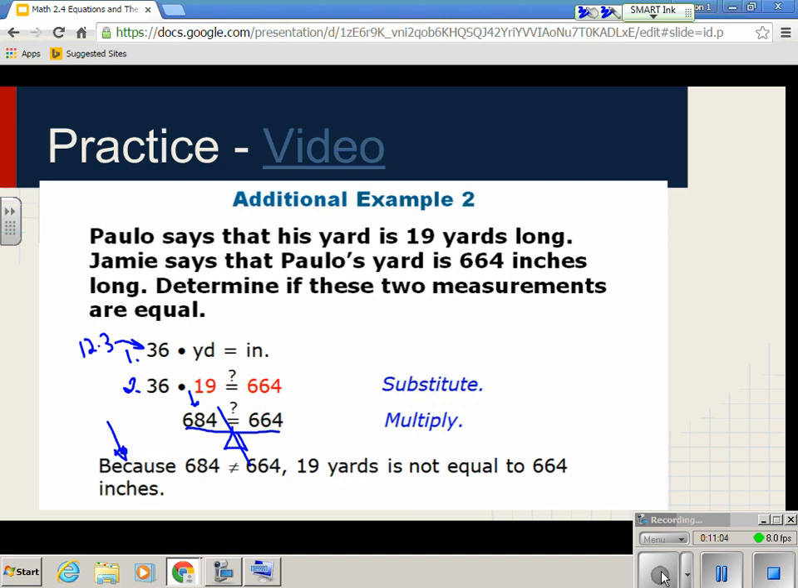And to find out who is actually correct, you'd have to probably go measure the yard and see which it actually comes out to, 664 inches or 684, to truly know who's correct. The biggest thing is we can tell that their measurements aren't equal.